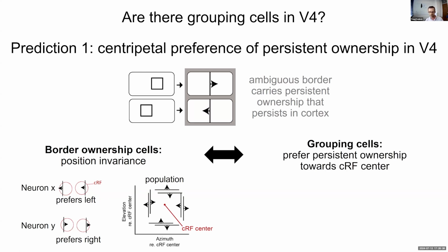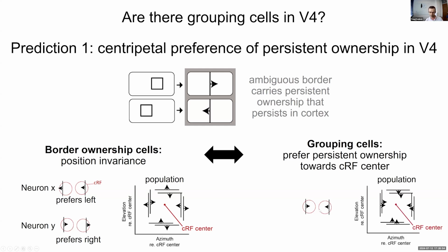They, by definition, integrate borders in their receptive field, so they should always prefer the side towards the receptive field center. So if the border is present in the left half of the receptive field, they should prefer ownership towards the right. Border on the right, they should prefer towards the left. So the result in the population, for a similar cartoon population plot here, is that most of the arrows should point inward towards the receptive field center.